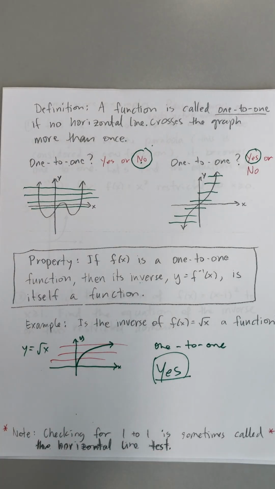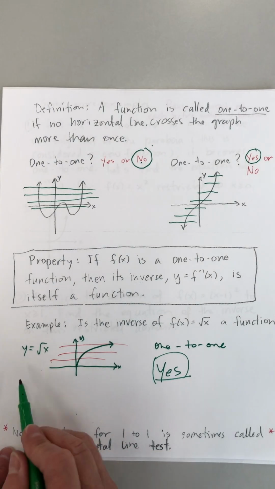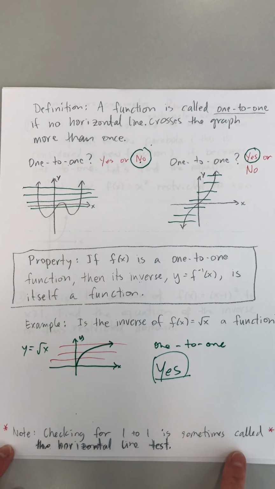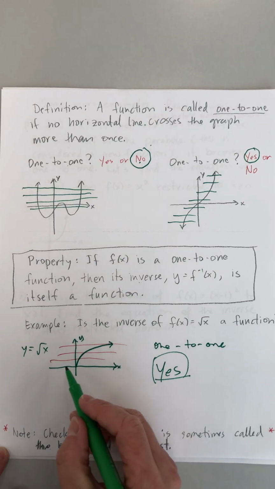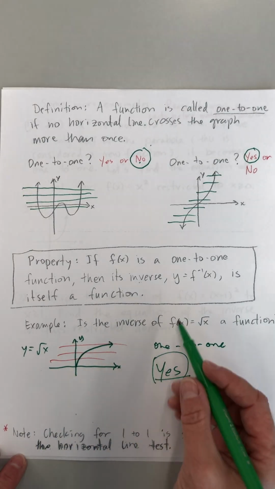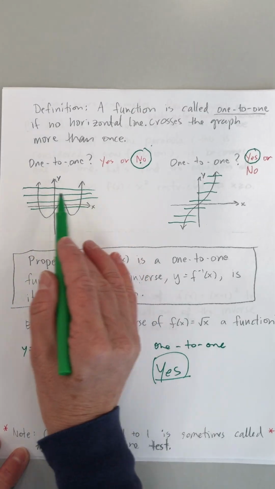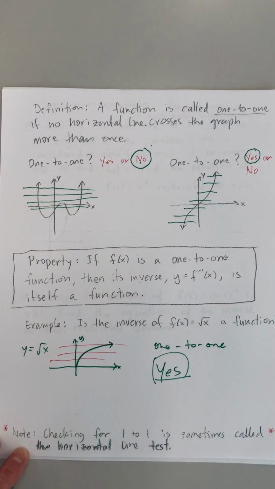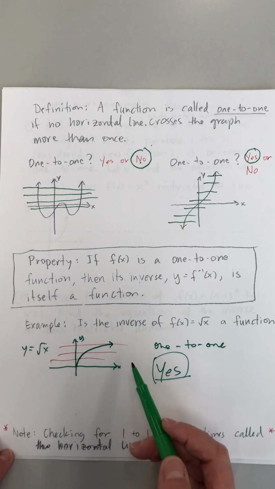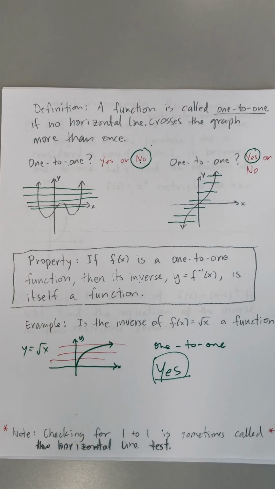Okay, so note that the process where I draw these horizontal lines, the process for checking for one-to-one, sometimes people call that the horizontal line test. So we're looking to see if any horizontal line crosses the graph more than once. If the horizontal line, again, crosses the graph more than once, the inverse is not a function. If the horizontal lines all cross the graph at most once, the inverse is a function.